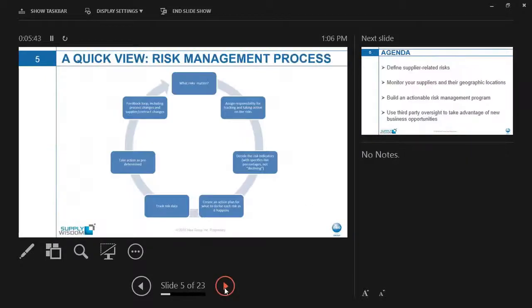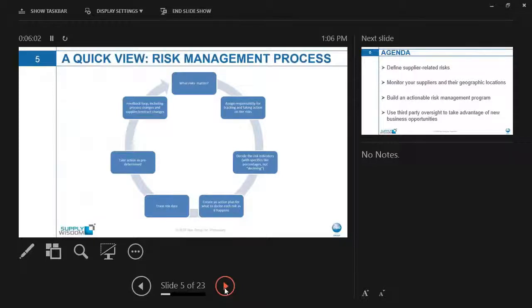So really quickly, I want to show you what a process for vendor risk management might look like. And then I'm going to take you through some of these steps in more detail. So you really have to start, at the very beginning, which is sort of the top of the clock here. What risks matter? Right? What kinds of things should worry you?